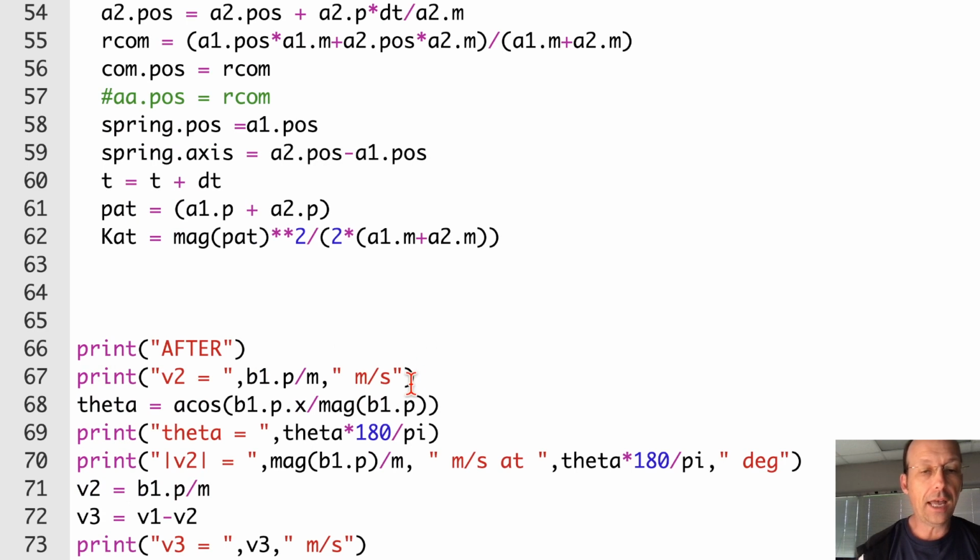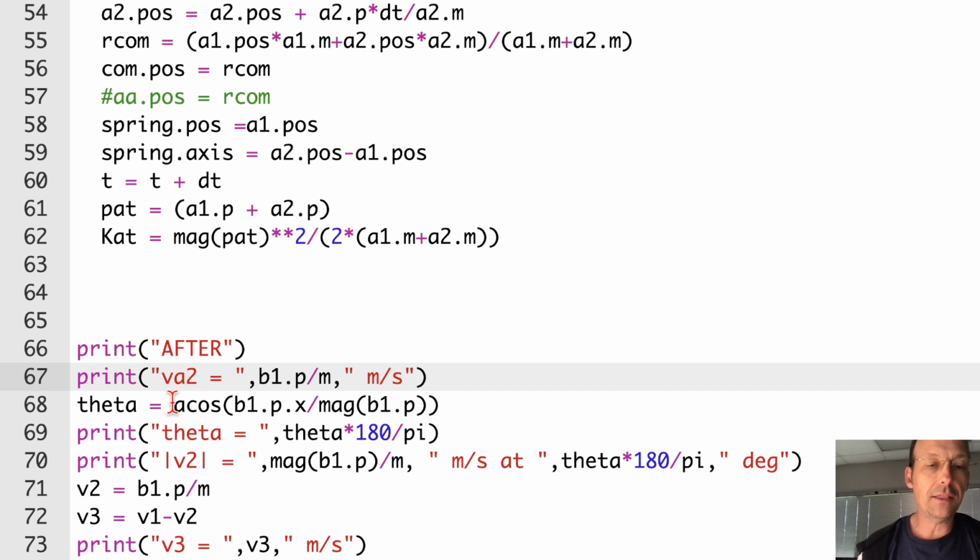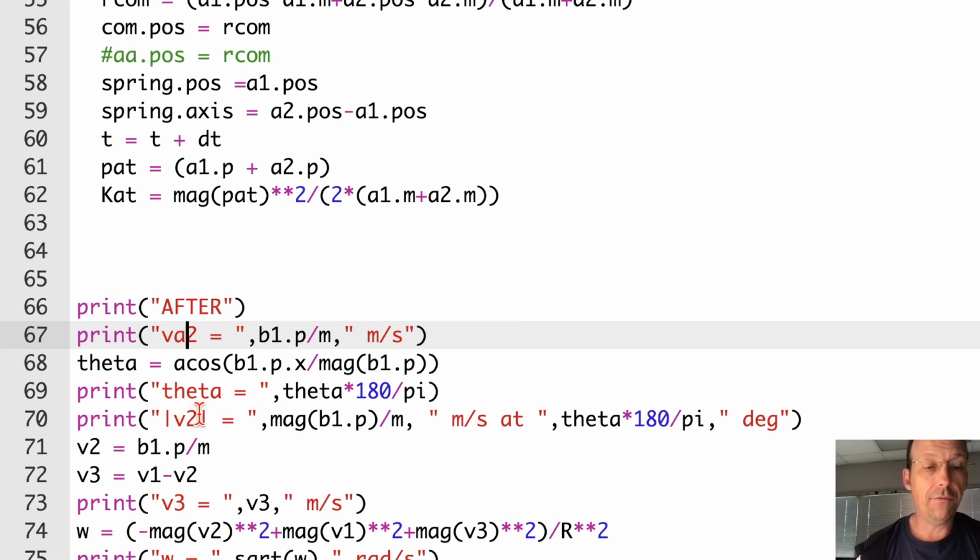Afterwards, here I have V2. This is the measured V2, right? That's just the momentum of ball 1. This is VA2, which I'm calling B, after the collision, just because I've been changing that value. Now I calculate the theta between those two, right? I'm choosing magnitude divided by the x component, or the x component divided by the magnitude, take the inverse cosine. I print that angle theta, V2.